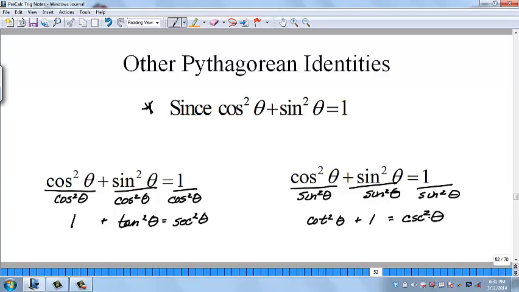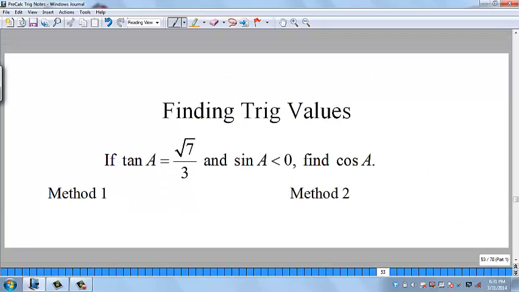I'm going to show you a way that you can use these, and I'm going to show you more than one method to do this. So let's look at the first one. If tangent of theta is radical 7 over 3 and sine is negative, find cosine. Well, first of all, I have to figure out what quadrant this is. I know tangent's positive in quadrants 1 and 3. I know sine is negative in quadrants 3 and 4, so if it happens for both, this angle's in quadrant 3.